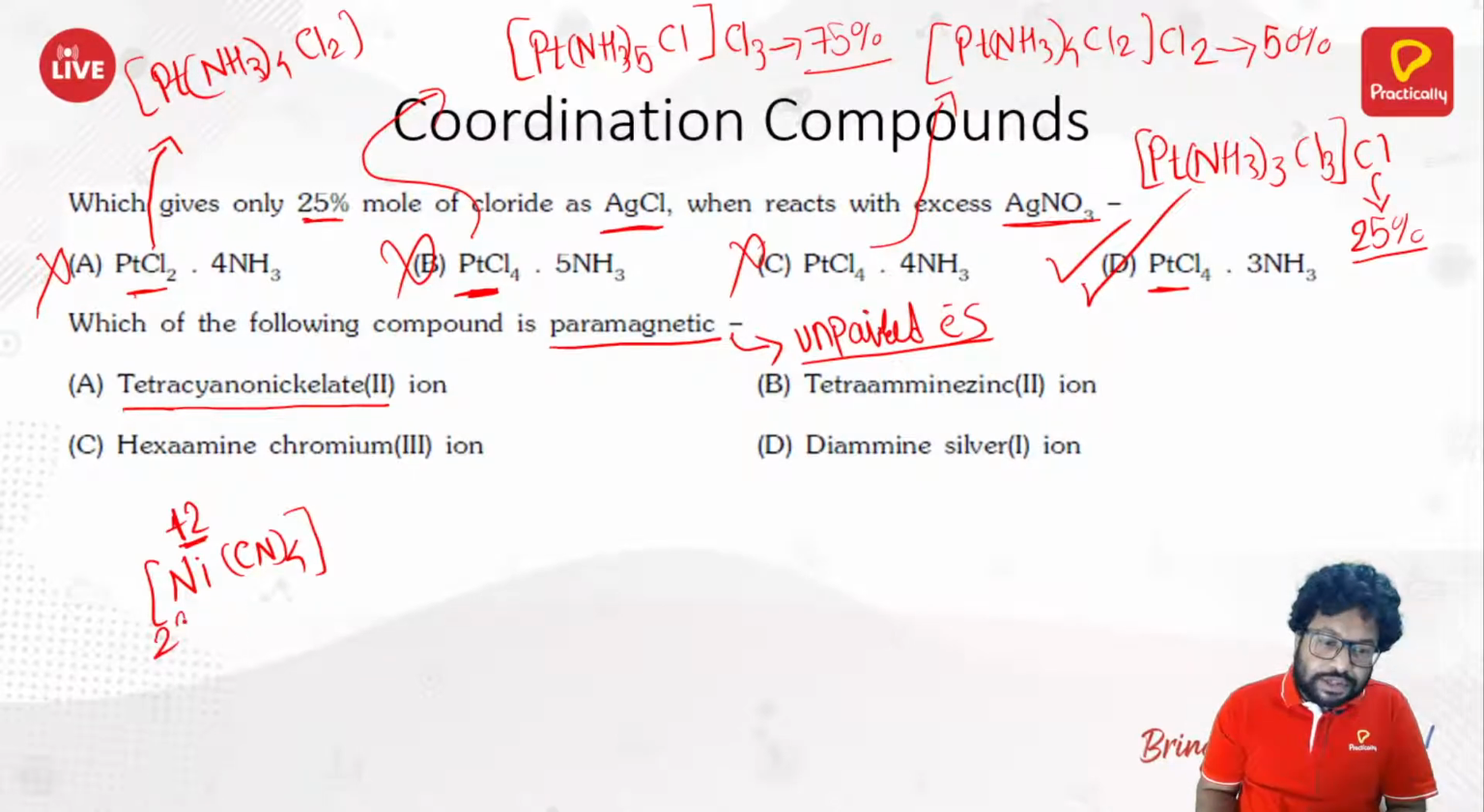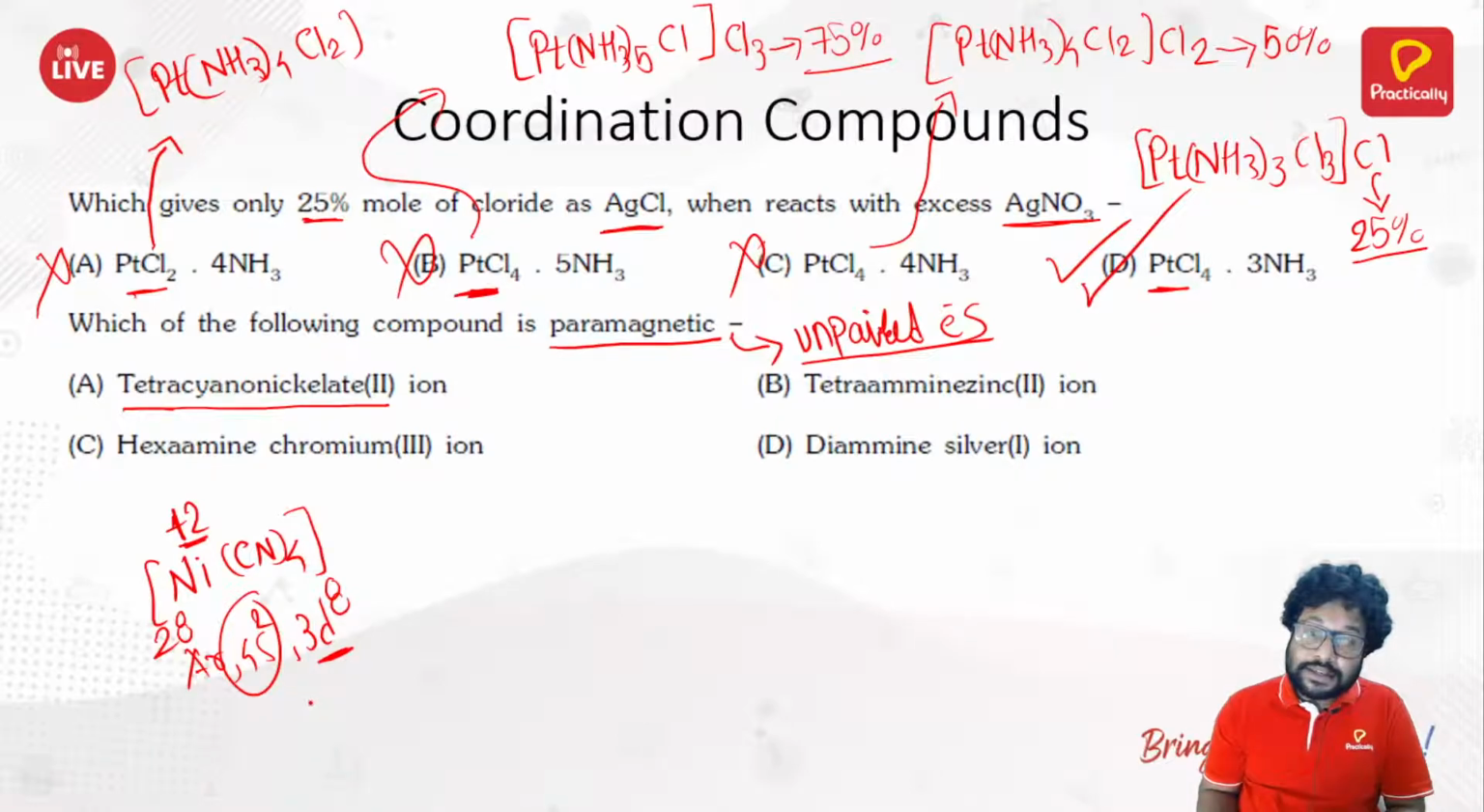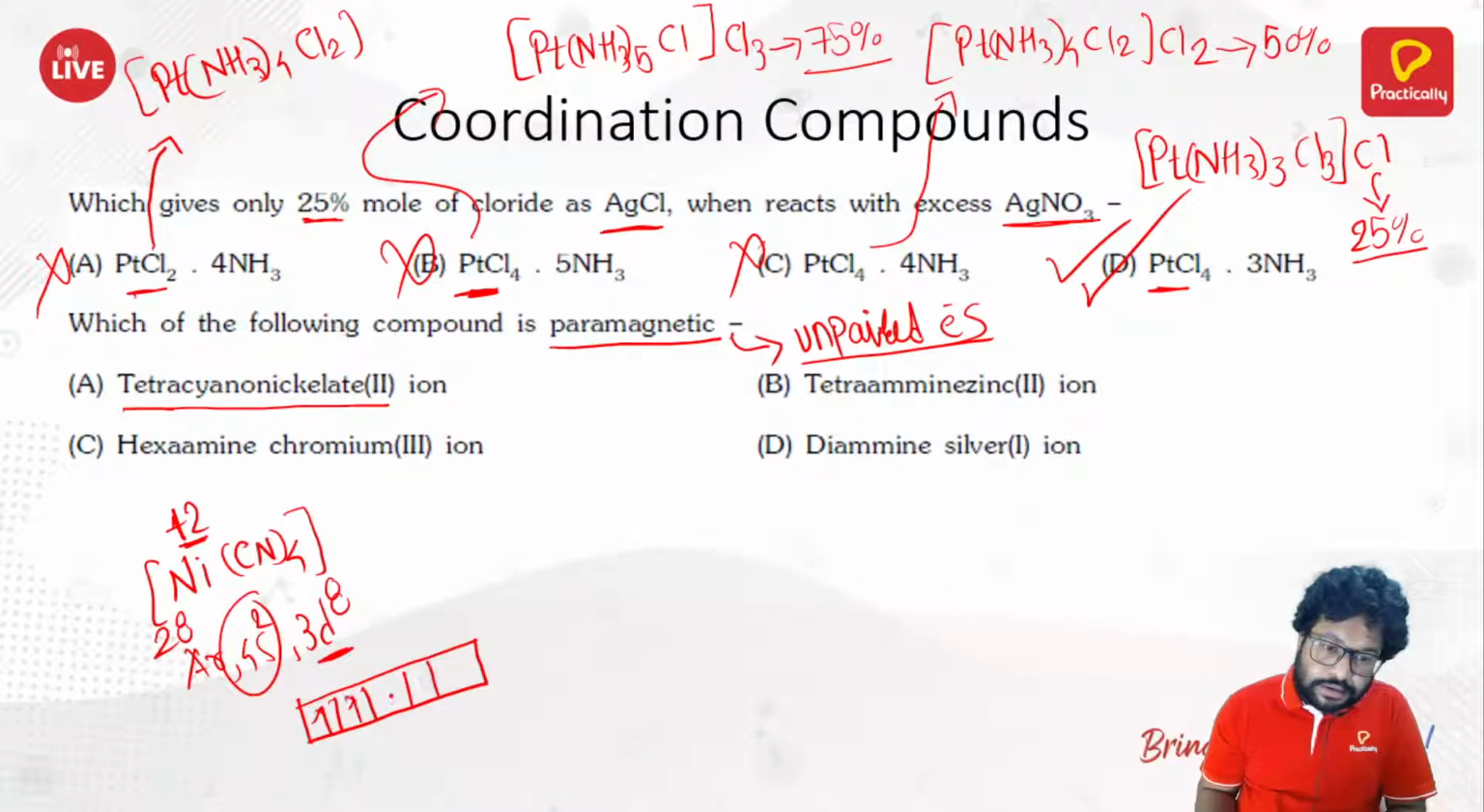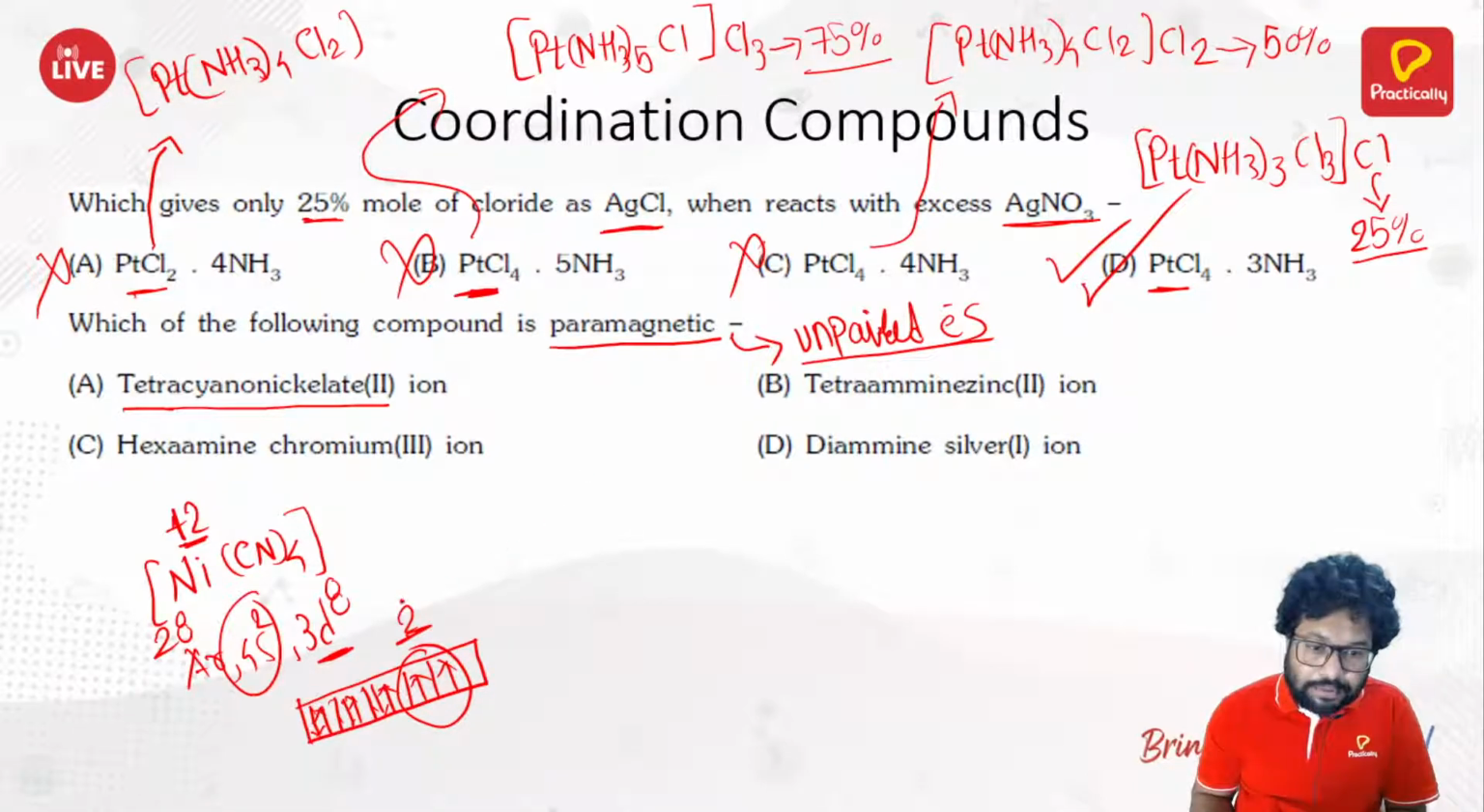Atomic number of nickel is 28. So argon 4s2 3d8, out of which the s electrons go. A d8 system is there. So a d8 system has at least 2 unpaired electrons. Let me tell you how. How can you arrange 8 d electrons? 1, 2, 3, 4, 5, 6, 7, 8. See, it has at least 2 unpaired electrons, so it can be a paramagnetic species. But we need to check whether the others are not.